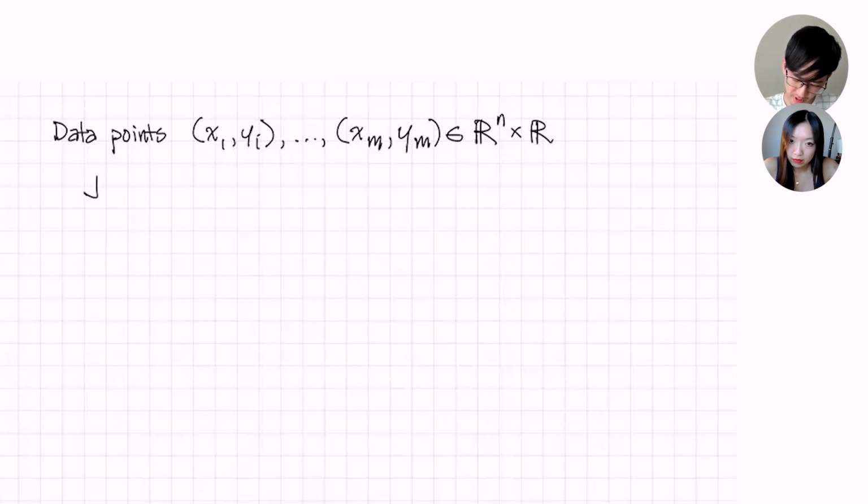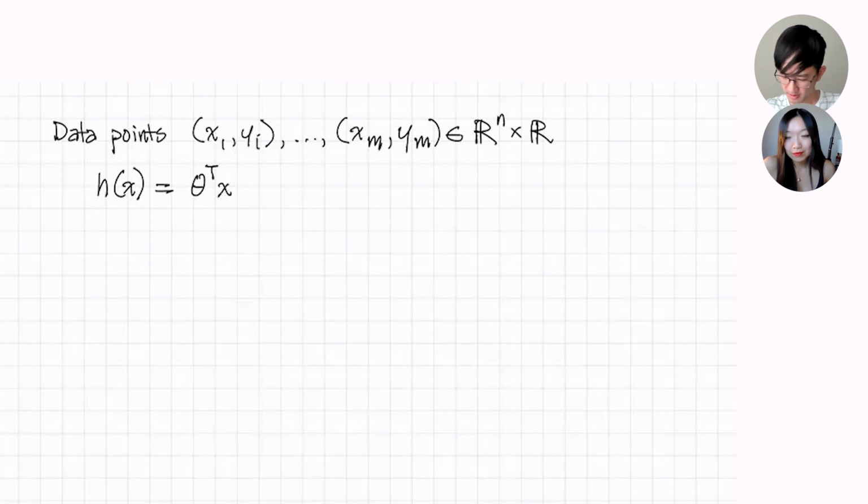So first of all, I said we were finding a line, right? Or more generally a hyperplane. So what does that look like? We want some predictor h of x. So given a data point x, it gives you a real number, a prediction. And h of x has the form theta, which is an n-dimensional vector, theta transpose times x. So it just has this simple linear form.